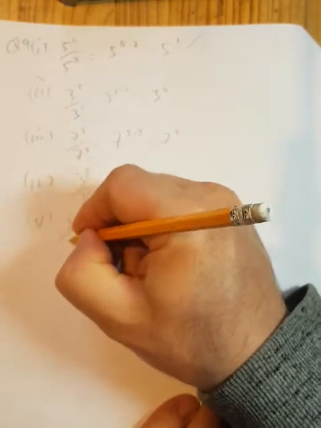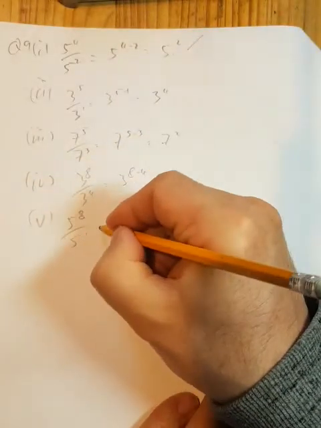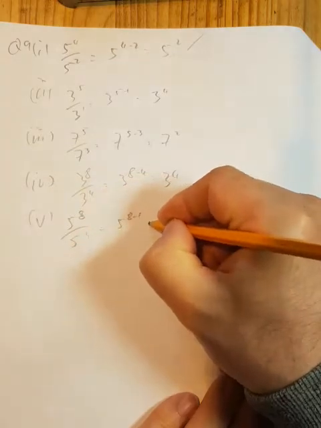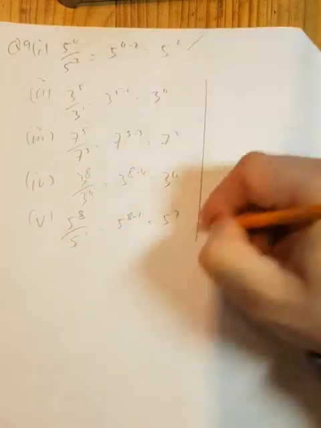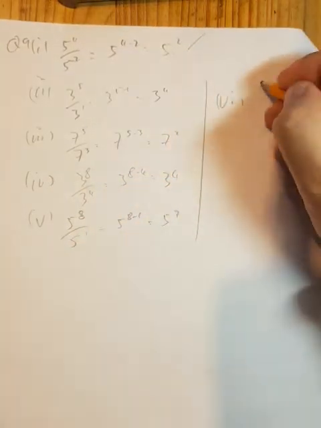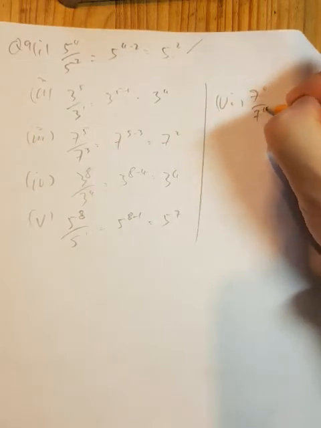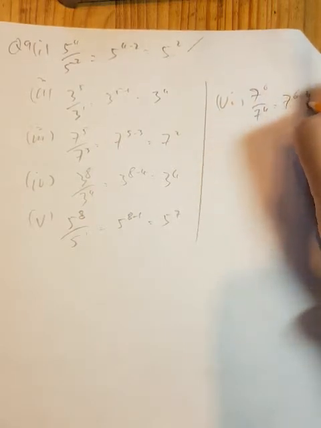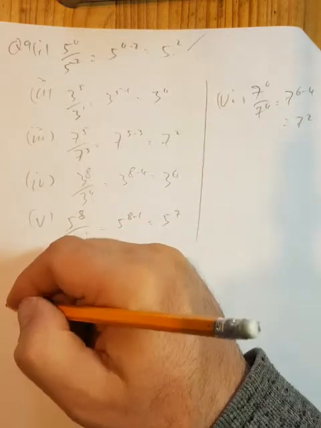5 to the power of 8 over 5, which is to the power of 1, because there's no power, same as to the power of 1. 5 to the power of 7. 7 to the power of 6 over 7 to the power of 4 is the same as 7 to the power of 6 minus 4, which is 7 squared.